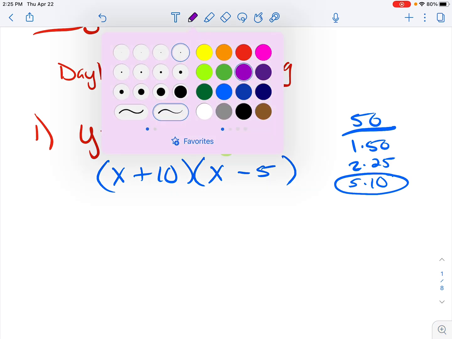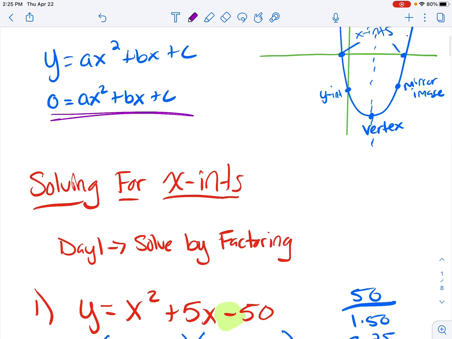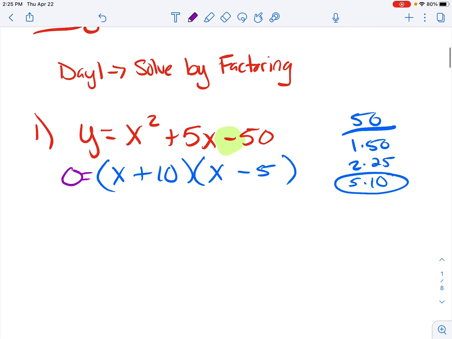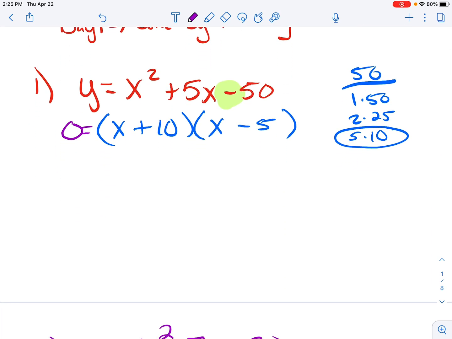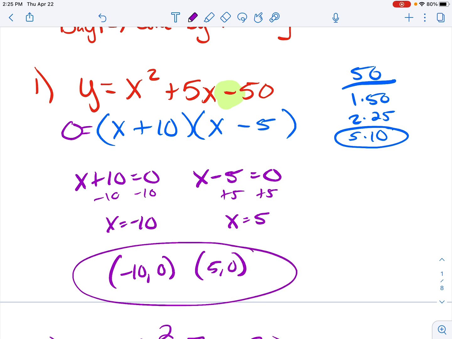But here's the deal. We're solving for our x-intercepts. So instead of being equal to y, it's actually equal to 0 because I don't go up or down at all. So I'm going to set it equal to 0. Then I'm going to take each parenthesis and set it equal to 0 and solve. So over here I'm going to subtract 10 to get x equals negative 10. And over here I'm going to add 5 to get x equals 5. Now these are my x-intercepts. And remember, we're thinking graphing, so we're actually going to write them as an x, y point. So these would be your 2 solutions.